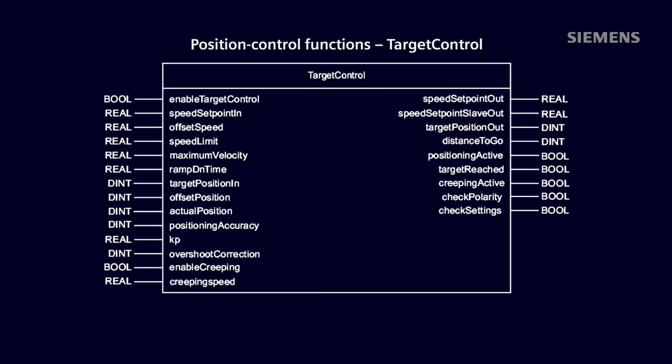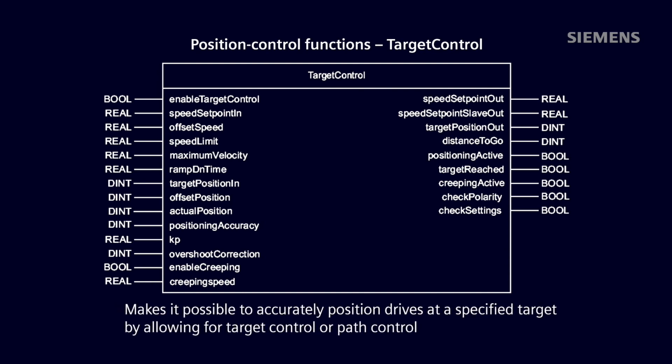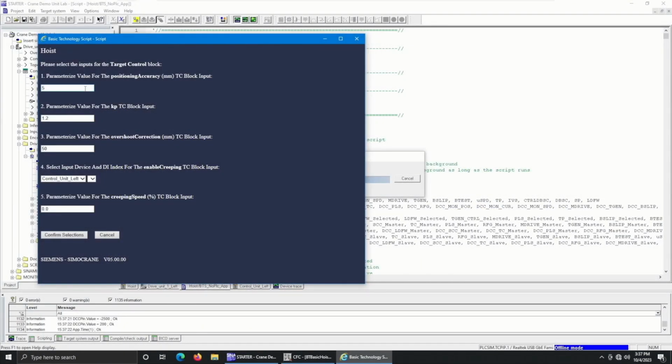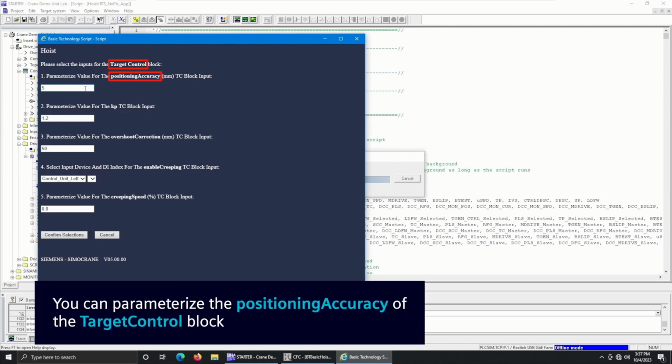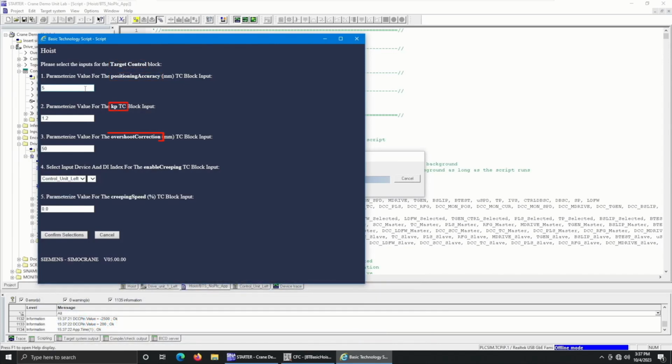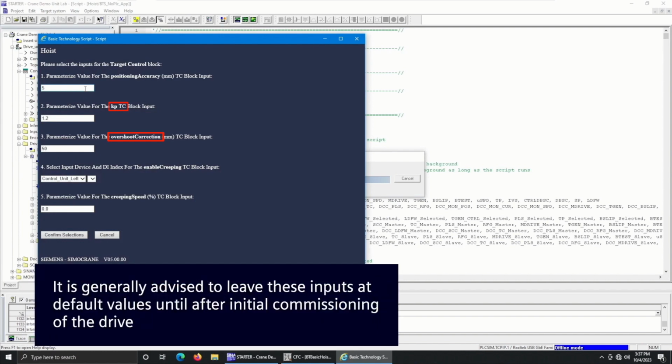From the target control block diagram, you can see the main block inputs and outputs. The target control block makes it possible to accurately position the drive at a specified target by allowing for target control or path control. During script setup of the target control block, you can parameterize the positioning accuracy of the target control block. The KP constant and overshoot correction inputs can also be parameterized. However, it is generally advised to leave these inputs at default values until after initial commissioning of the drive.